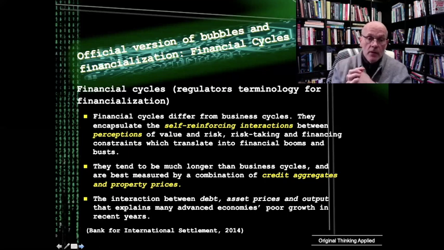Okay, so financial cycles differ from business cycles. They encapsulate self-reinforcing interactions between perceptions of value and risk, risk-taking and financial constraints, which translate into financial booms and busts. Now, here's a question for you. What on earth is a self-reinforcing interaction? And you'll understand what perceptions of risk are.